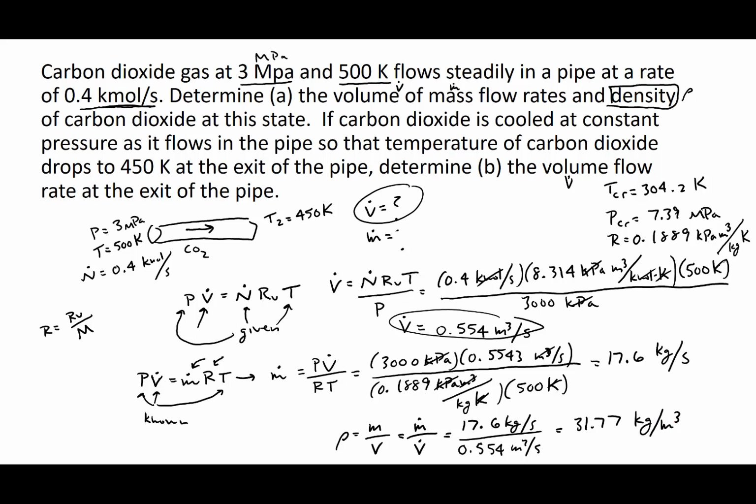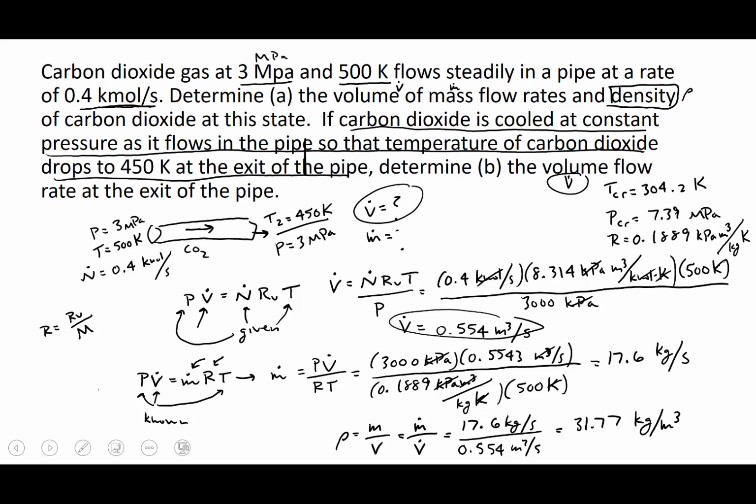Now let's do the second part of the problem. The second part is asking us to calculate the volumetric flow rate at the exit, assuming that the temperature at the exit is 450 K. So it says the carbon dioxide is cooled at constant pressure as it flows in the pipe so that the temperature drops to 450 at the exit. Determine the volumetric flow rate at the exit of the pipe. The pressure doesn't change, so the pressure here is still 3 megapascals. So let's get a new page.